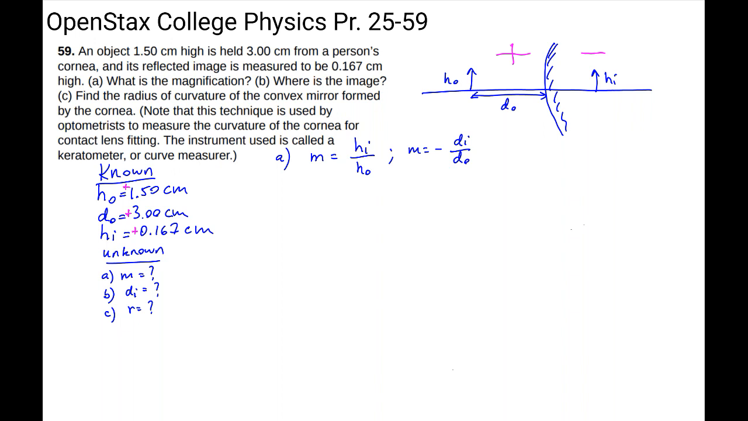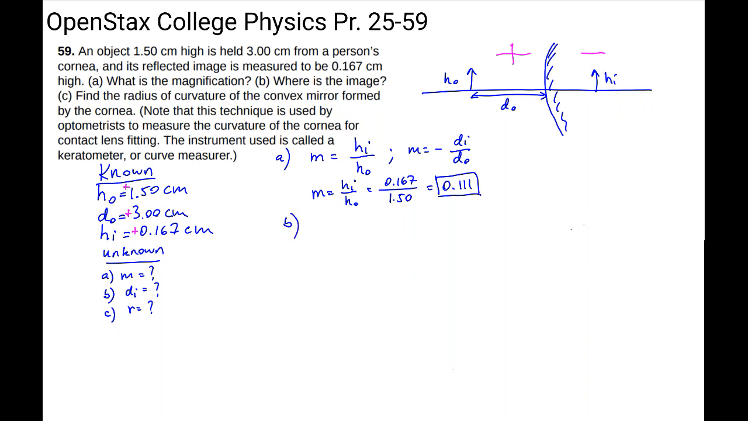Since our problem gives us both the object height and the image height, we can use those to solve for the magnification right away. So M is HI over HO, and HI is 0.167 centimeters divided by HO, which is 1.5 centimeters. Plugging in the numbers, we get 0.111 and there are no units because we divided centimeters by centimeters. So this is the magnification of the cornea.